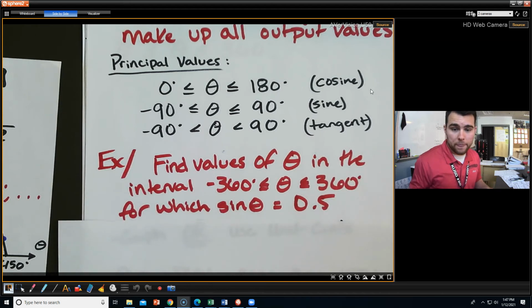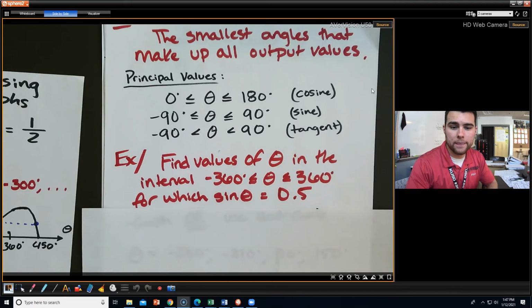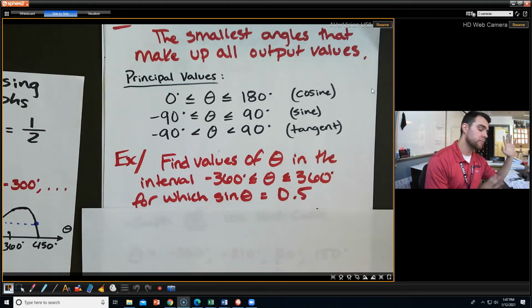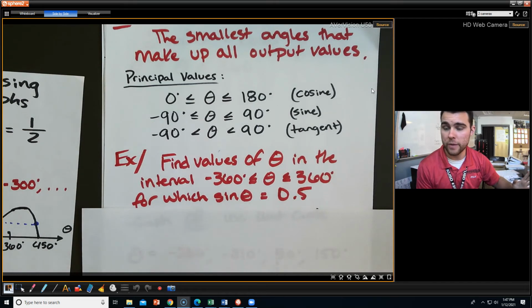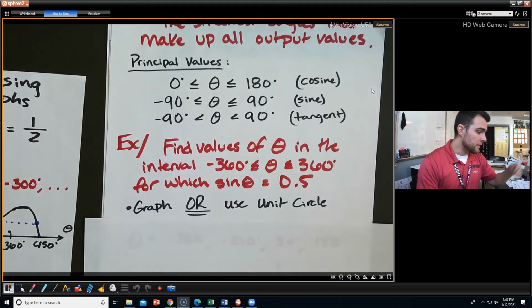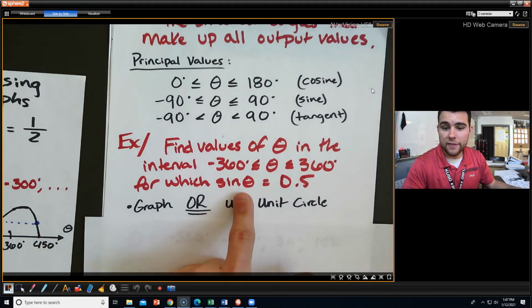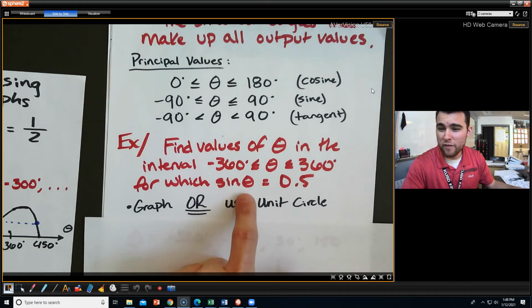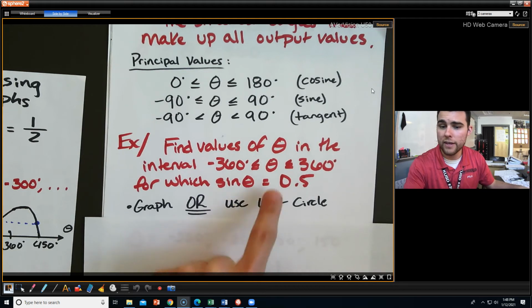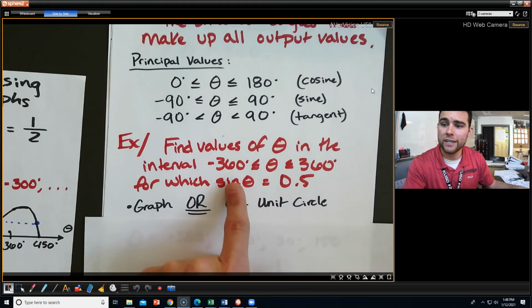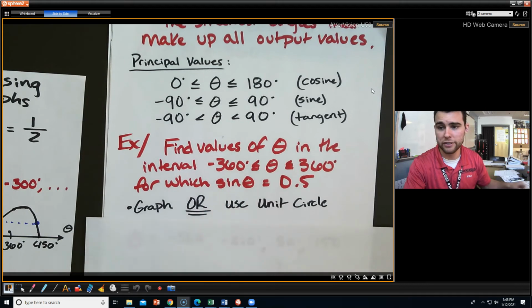For our first example, we're going to find values of theta in the interval -360 degrees to +360 degrees for which sine theta is equal to 1/2. There's a couple things we can do about this. Like we said before, sine theta equals 0.5. If I want to solve for theta, well, that's a lot of different angles. And I want to find out what all those angles are, where I plug it into sine and get 0.5, between -360 degrees and +360 degrees.